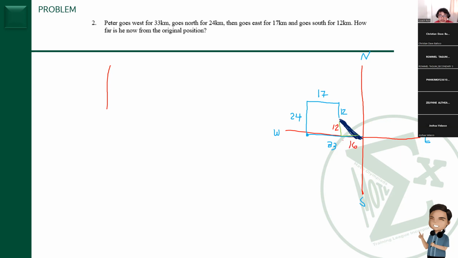Okay. So we do have this one and that one. We're just gonna deal with Pythagorean theorem for that one. So this side C. So C is the square root of 12 squared plus 16 squared, which is just equal to 20. That should be our final distance. Ta-da! Next up.